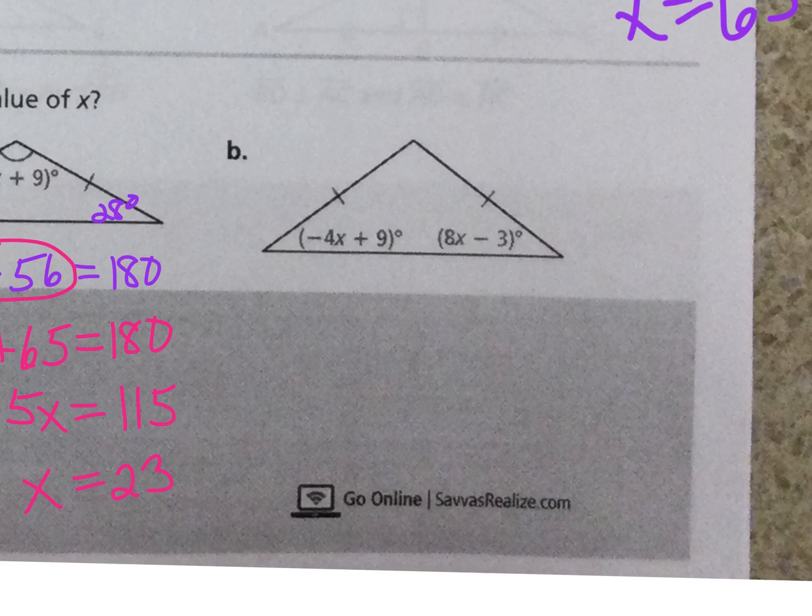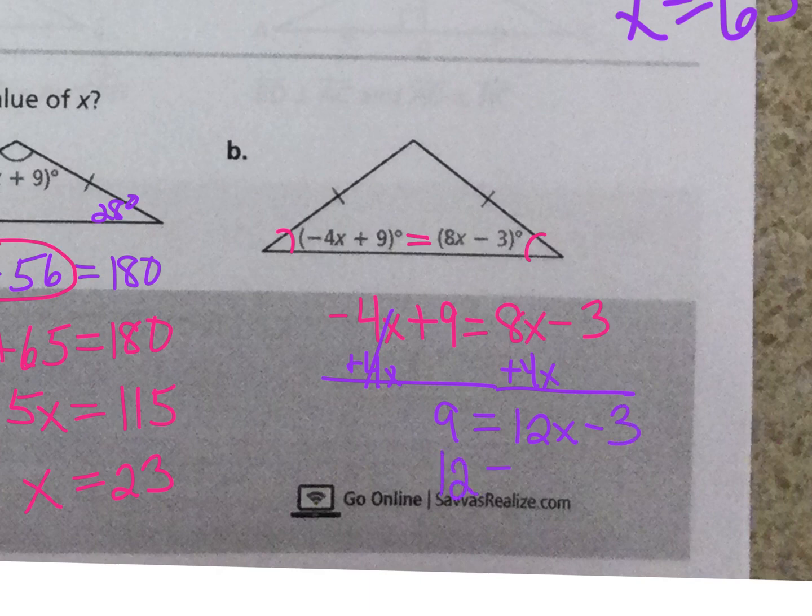Here, what do we know about those two angles? Well, they're congruent. They're equal to each other. So negative 4x plus 9 equals 8x minus 3. I am going to bring the 4x over here. I get 9 equals 12x minus 3. Add 3 to both sides. 12 equals 12x. So x equals 1.